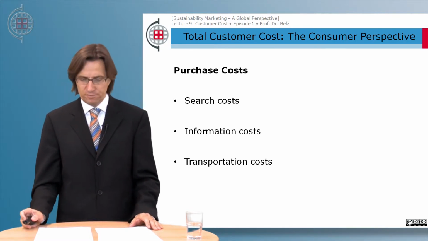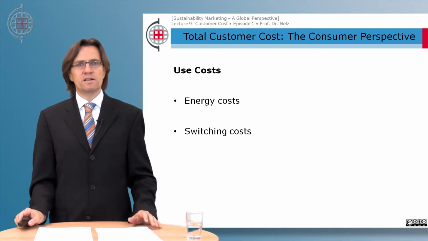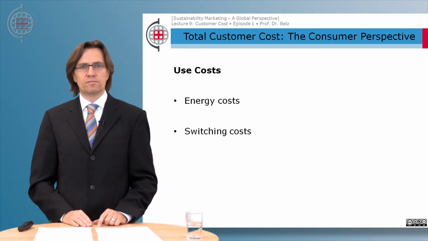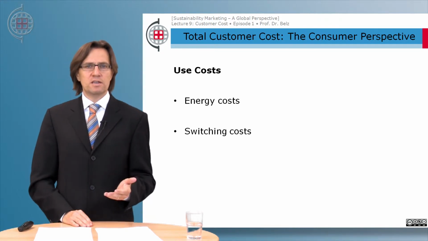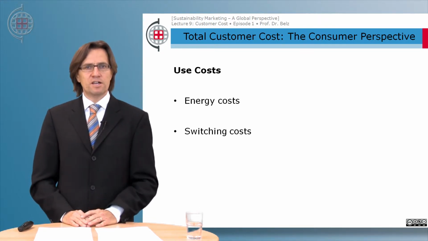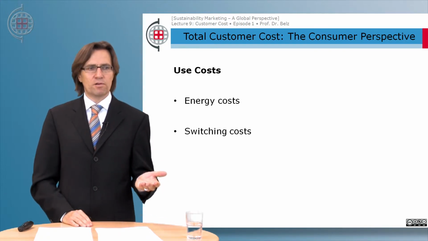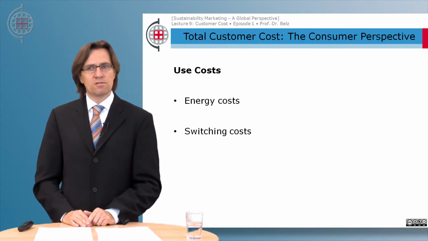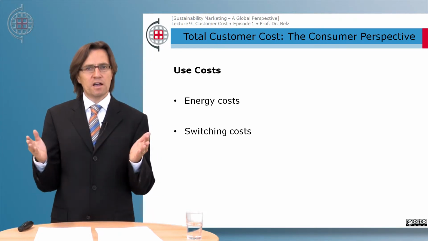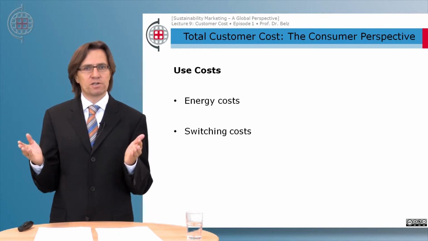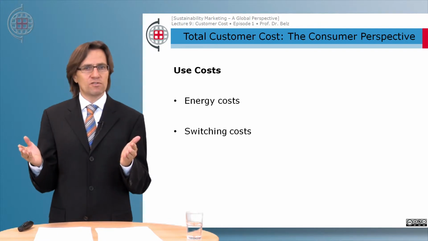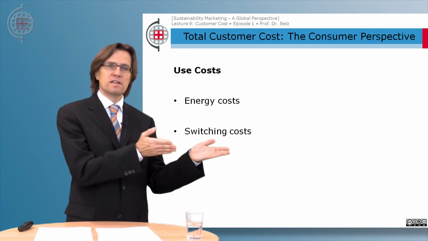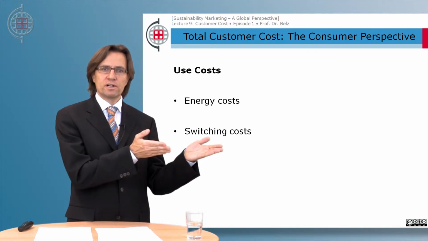in many different stores. And then there are use costs, especially in the case of energy using products like cars, for example, but also houses, washing machines, energy costs really matter. Sometimes looking at the entire lifespan of a product, actually the energy cost, the use cost can be higher than the upfront cost of a product.